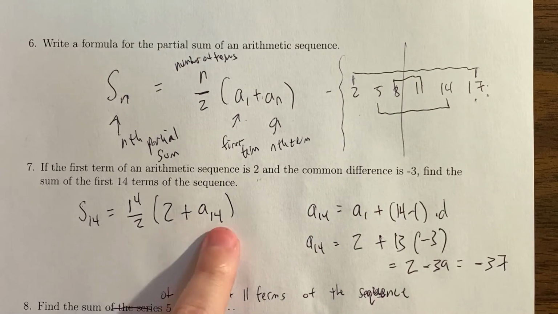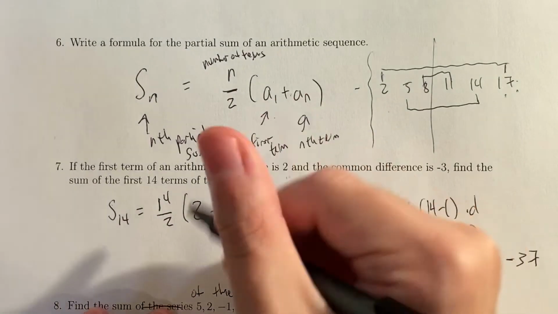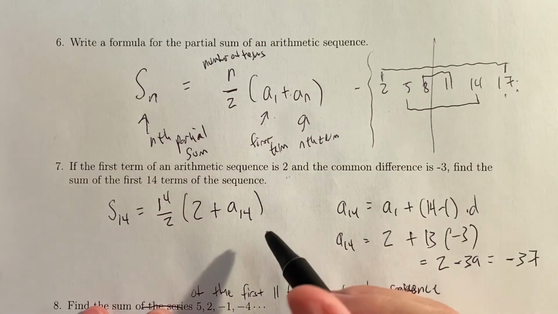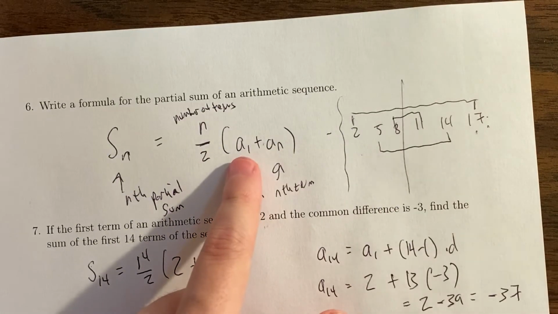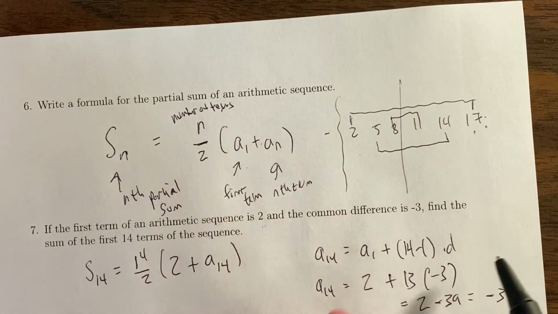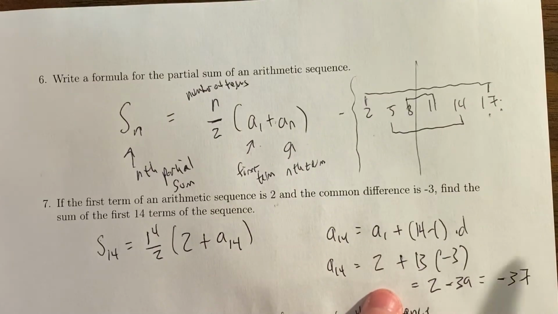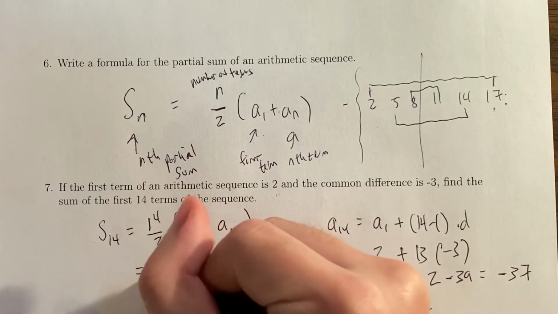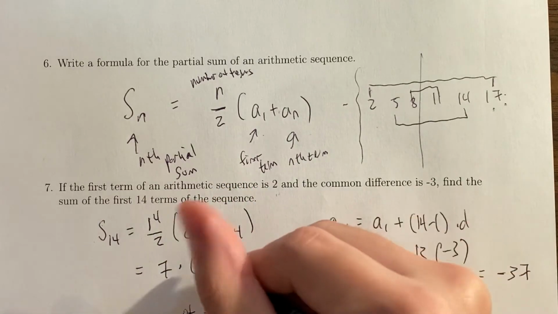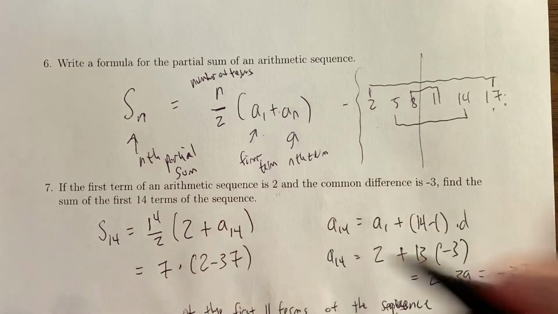And so what's going to be this guy right here? Well, we just found a14. Again, you're always given 2 of these variables. Usually you're given a1, and then you find that third variable using the original formula that we talked about. In this case, a14 is -37, so we plug that in. So the answer is going to be 7 times 2 minus 37.